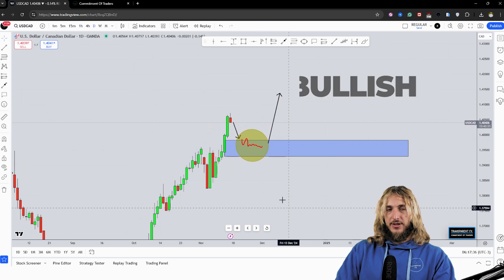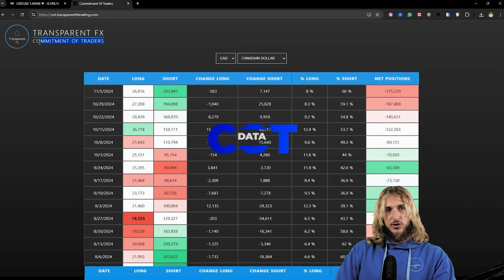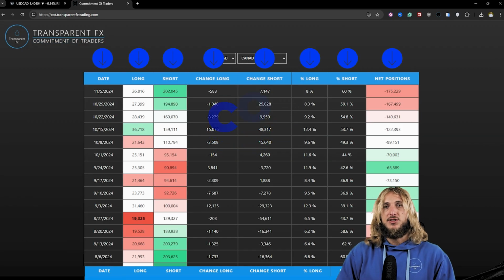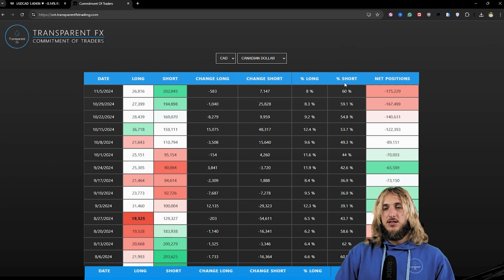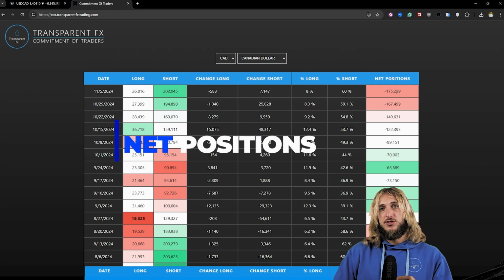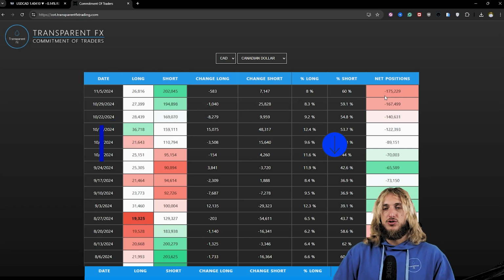from this level. Now, if we go and see what we have when it comes to the commitment of traders, so what the big players in the market are doing, and we look at the data precisely for the CAD, what we can see here is that with the last reports, net positions have been decreased quite massively. We went from having minus 65.5k net positions all the way down to minus 175k net positions, showing a clear decrease of net positioning and moving to the bearish side of the CAD.